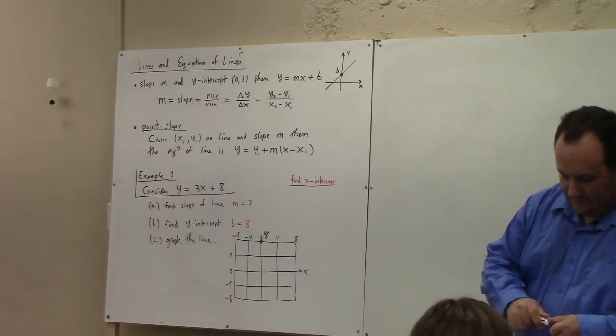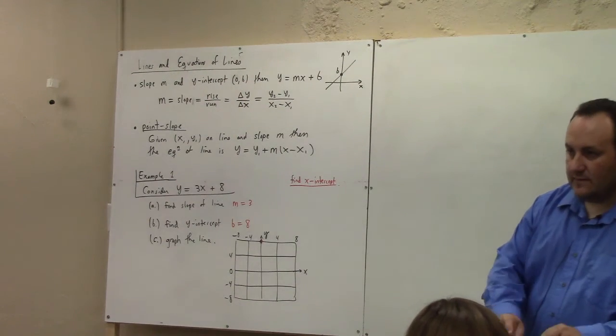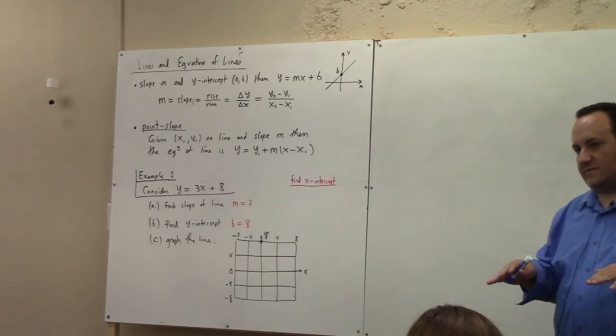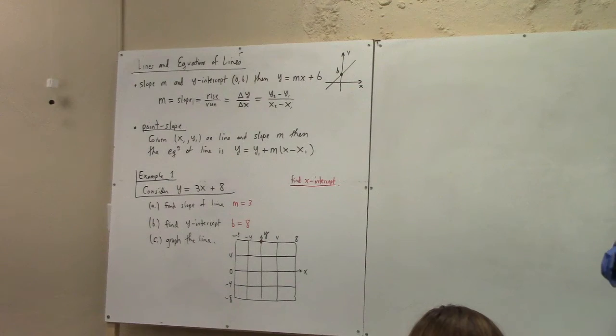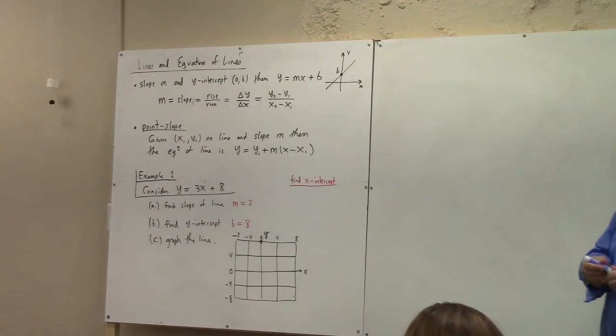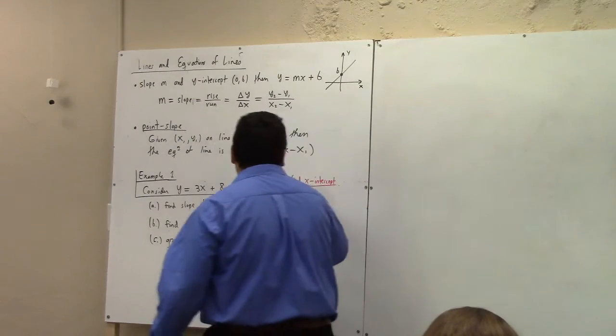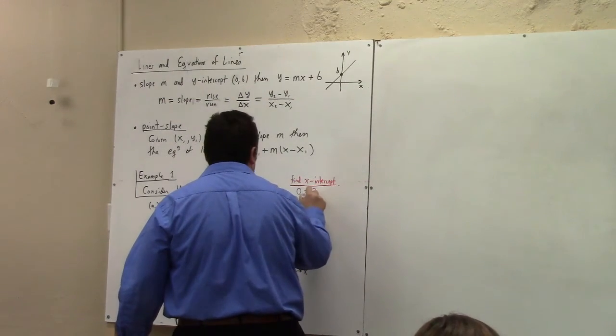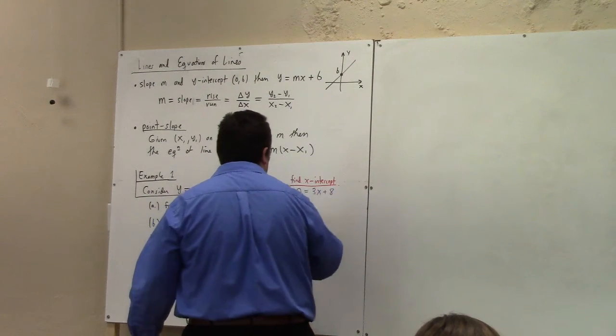How would we do that? Where's the x-intercept? It's where it intersects the x-axis, right? What's the equation of the x-axis? It's y equals 0. So we set the equation for the line equal to 0 to find the x-intercept. So we want to solve 0 equals 3x plus 8, but we already know how to do that from day 1, right?